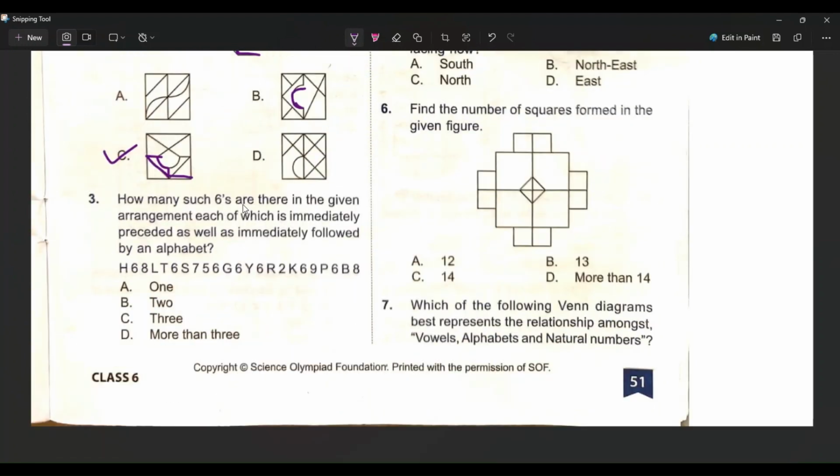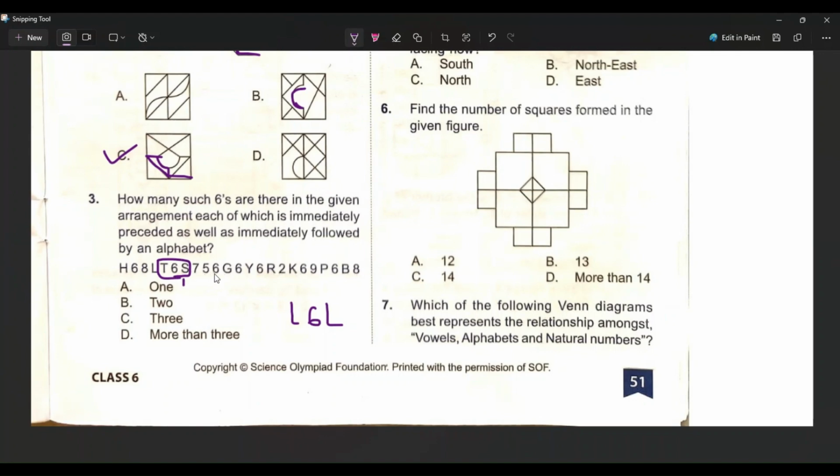Third question, how many such 6 are there in the given arrangement, each of which is immediately preceded as well as immediately followed by an alphabet? So how is the question? So 6 is preceded by a letter and followed by a letter. Let me figure out those. So this is preceded but not followed by the letter. This is preceded as well as followed by a letter. So we can consider this 1.